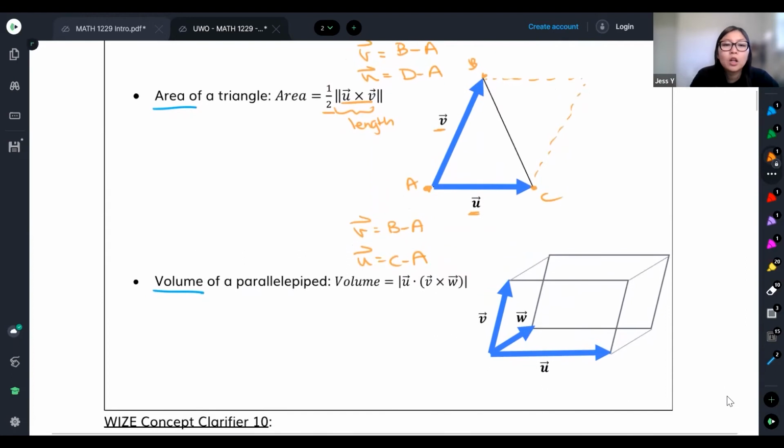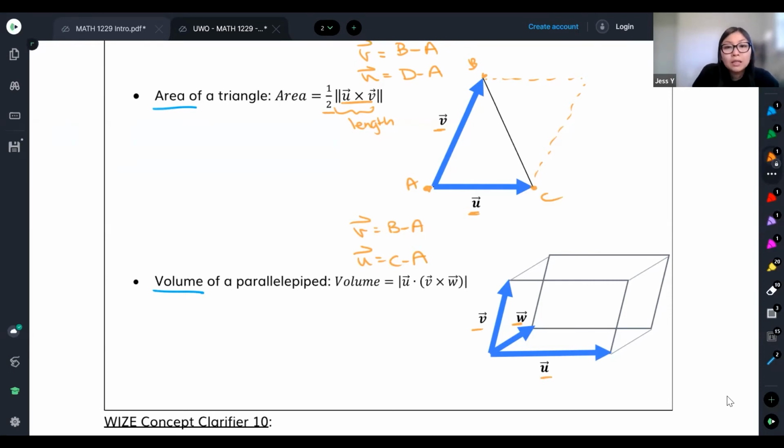Last but not least, volume of a parallelepiped. I have seen this one show up on the final exam. I think this one showed up on your test as well. Volume of a parallelepiped. This one, they're not going to give you corner points. It's going to be straightforward. They won't try to trick you. They're going to give you U, V, and W, the length, the width, and the height of this parallelepiped.